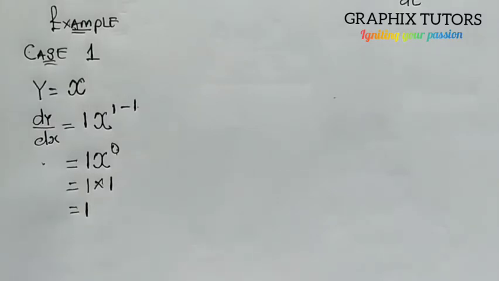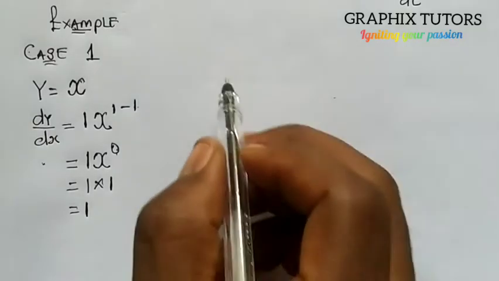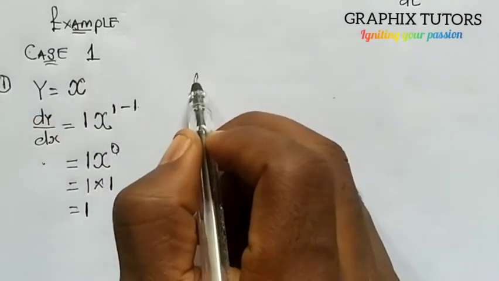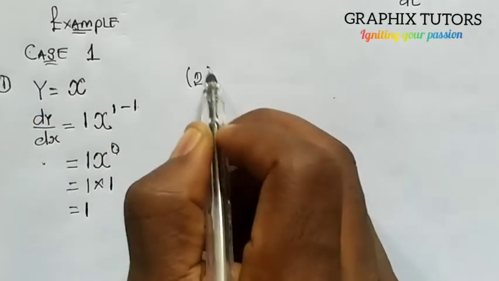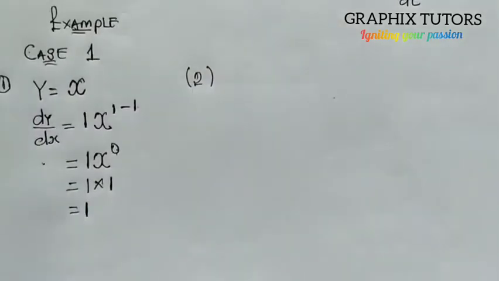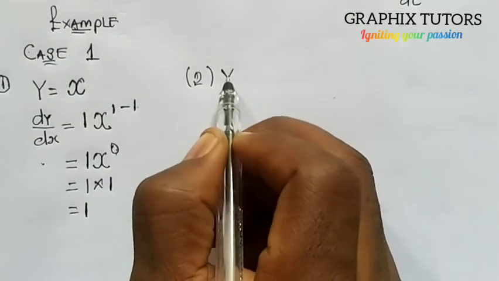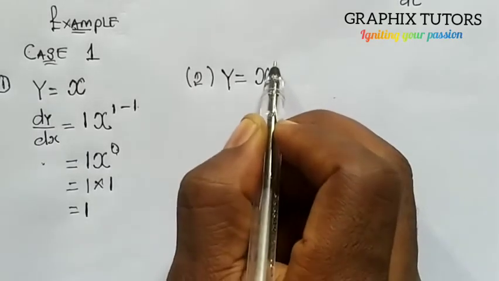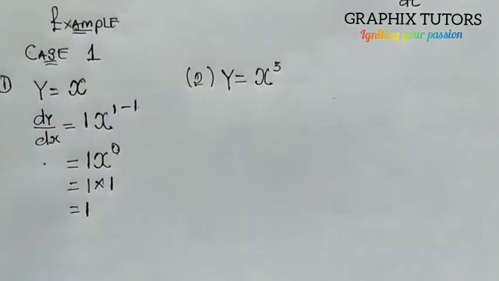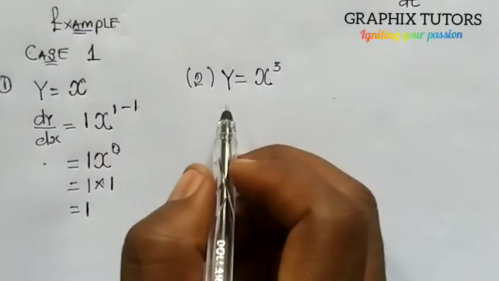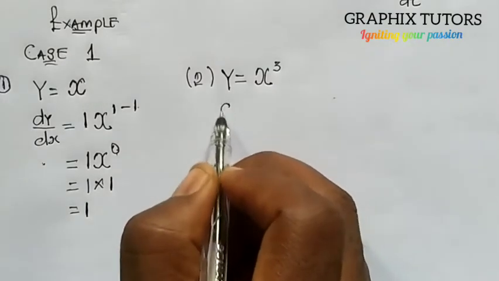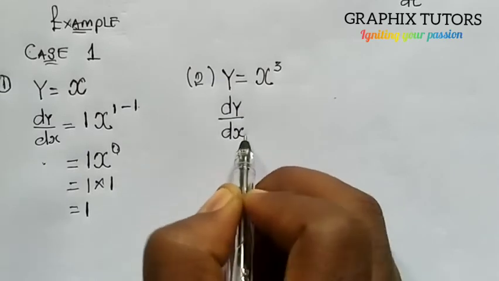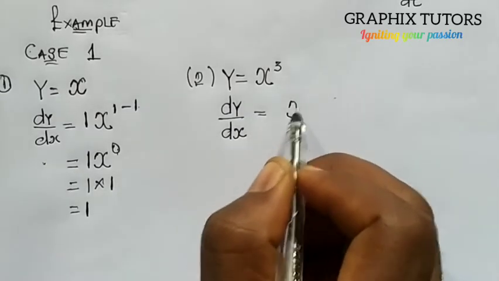Now, if I do the same thing, this is example 1. Now, for example 2, if I have y equals x cube, that is x to the power of 3. Then once I write my dy over dx, I'm going to write back my x cube.